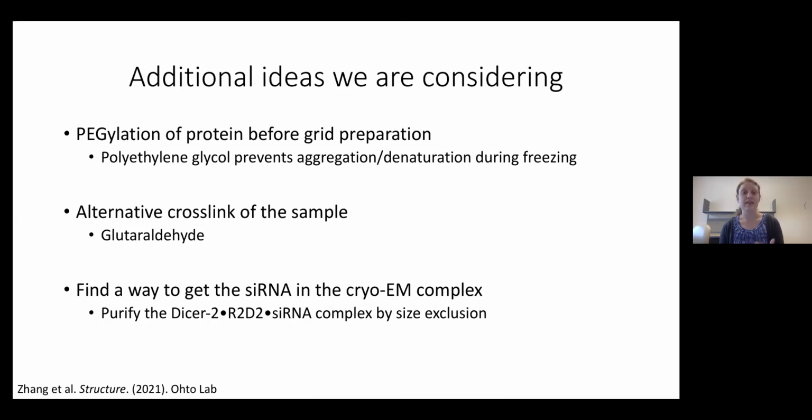And one idea that we have is to purify Dicer-2, R2D2 and the siRNA by size exclusion chromatography. So we can take specific fractions that have all three components rather than just the protein. And this way, we also avoid having to spike in the siRNA and wait a certain amount of time for the complex to form. And then we also don't have to worry about finding the ideal ratio of protein to RNA that will actually form the complex that we want.